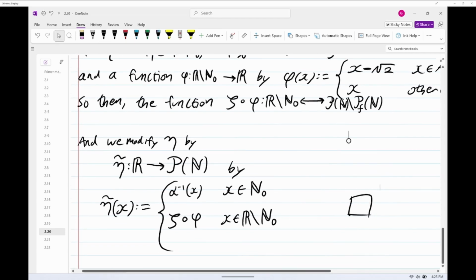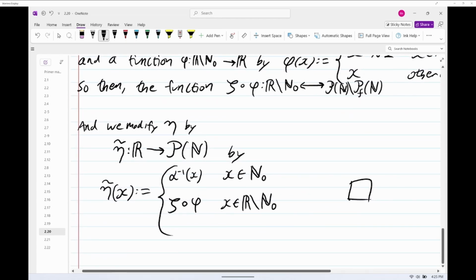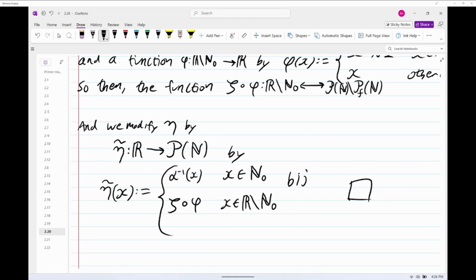And now we can glue alpha inverse and zeta composed with phi together to get a bijection. What exactly do you mean by glue them together in this case? That's sort of a topology term. I used it because I thought it would be intuitive.